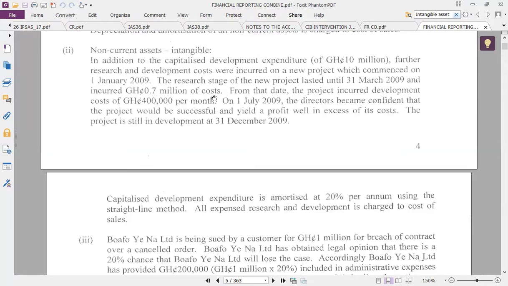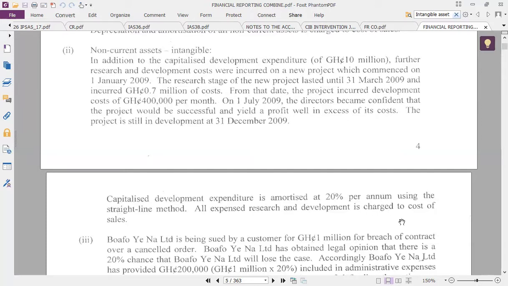So for March, on July 2009, the directors became confident that the project will be successful and yield a profit well in excess of its cost. The project is still in development as at 31st December 2009. Capitalized development expenditure is amortized at the rate of 20% per annum using the straight line method. Oh, this example is very good though. All external research and development costs is charged to cost of sales.